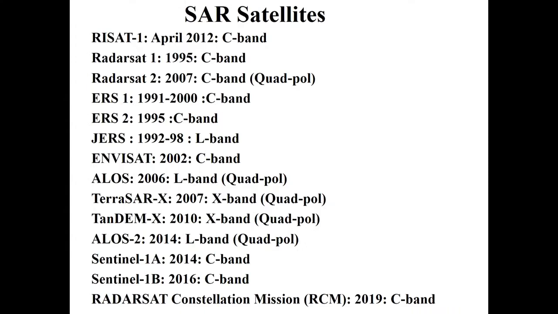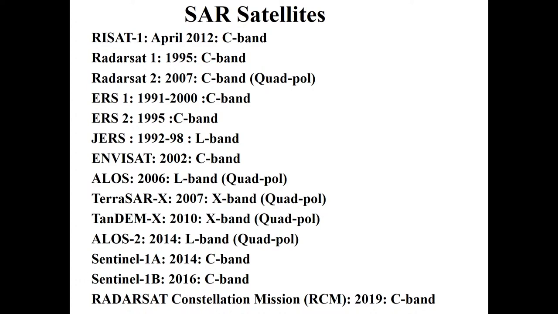This is a list of a few famous SAR satellites. RISAT-1, launched in April 2012 in C-band. RISAT-1A has also been added; this was launched on 14 February 2022. Again, that satellite is launched in C-band by ISRO India. RadarSat-1, RadarSat-2 and the RadarSat Constellation Mission. These are all satellites working in C-band. RadarSat-1 is currently not working, and RadarSat is the SAR satellite series of the Canadian Space Agency.